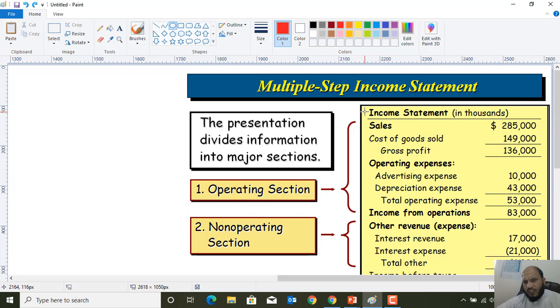So see, dear students, this portion that I will put in a circle is the operating portion, the operation part of the income statement. In this portion of the operations, we will have the daily operations, like sales. So revenue of the company, this is the total revenue in thousands.